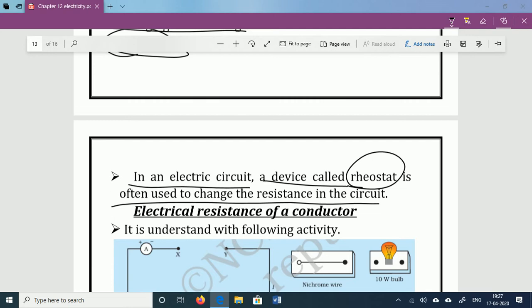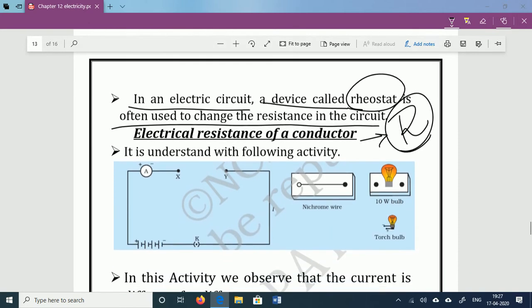Now the electrical resistance of the conductor is denoted by R. Why did Ohm use the term resistance, not Ohm's constant or any other term? He used the term resistance because it retards the flow of electrons. We will understand this concept with this activity.